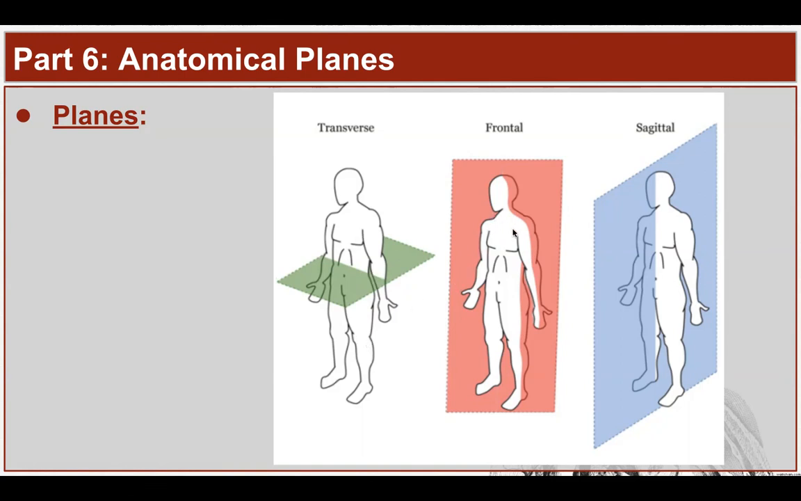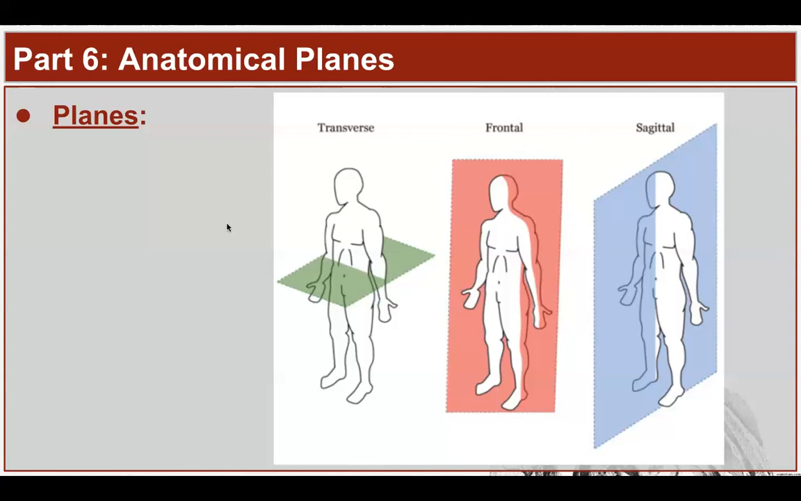Frontal or coronal will run through the body from one side to the other, okay, as you can see here. So it will divide the body into a front and a back portion. And then the sagittal, which can also be called mid-sagittal if it is perfectly in the middle here, will essentially go right through from front to back in order to divide the body into left and right portions.